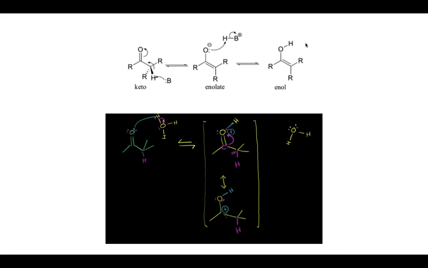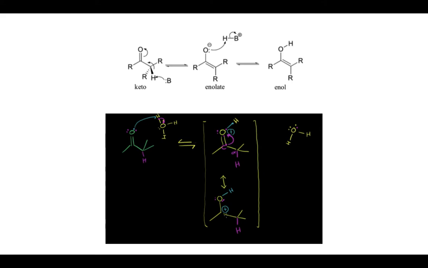Whichever of the tautomers is more stable predominates at equilibrium. Usually the more stable one is the keto. That is because the keto has a carbon-oxygen double bond, which is a stronger bond than the carbon-carbon double bond, making this keto form more stable.